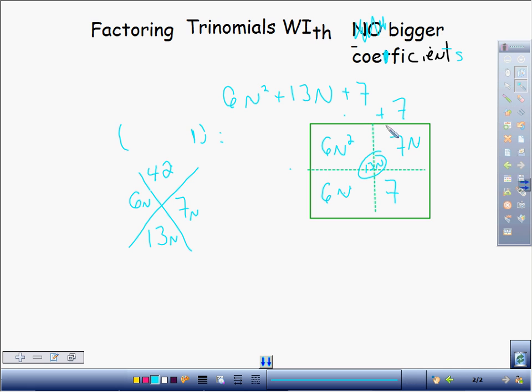Now, this is why I told you to do the GCF, okay? Look at this row right here. What is the biggest thing that I can pull out of both a 6n squared and a 7n?